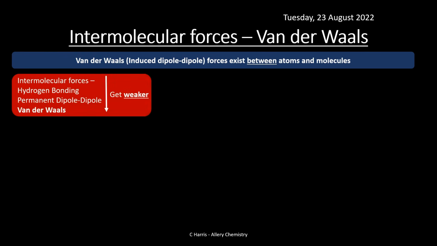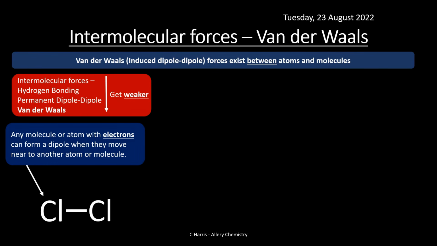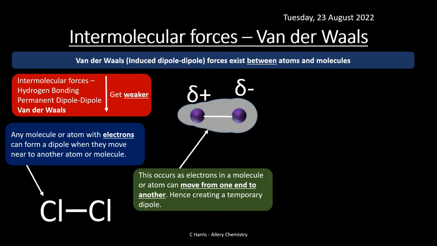Okay, so look at the first one, which is van der Waals. Van der Waals are the weakest type of force that exists between molecules. You need to know the criteria for these as well. How do we know which force exists where? Any molecule or atom with electrons can form a dipole. As we've seen in the earlier example, some dipoles can be permanent, and some can be induced if they come near another molecule. So with van der Waals, if they've got electrons in there, it can be induced.